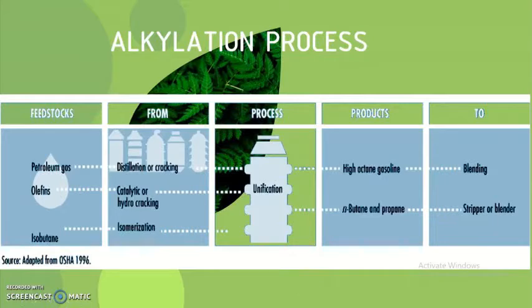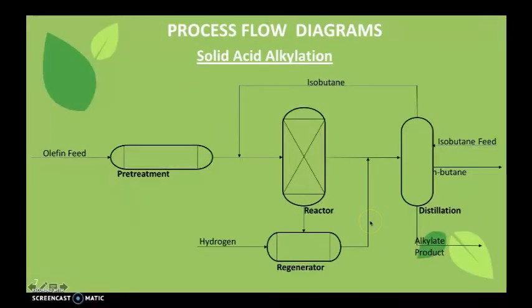Alkylate is, like I said before, iso-octane with exceptional anti-knock quality. After that, the alkylate will be separated and fractionated. So now I will talk about the process flow diagram.